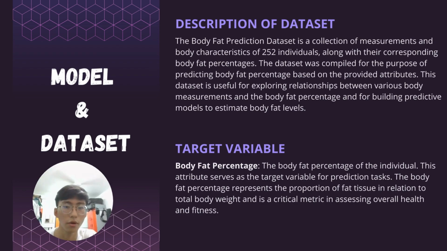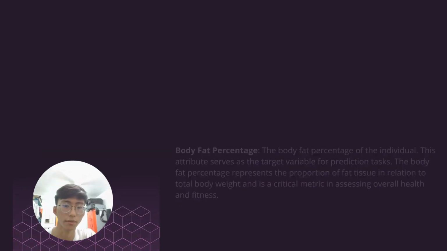The target variable of this dataset is the body fat percentage of the individual. This attribute serves as the target variable for a prediction task. The body fat percentage represents the proportion of fat tissues in relation to the total body weight and is a critical metric in assessing overall health and fitness.